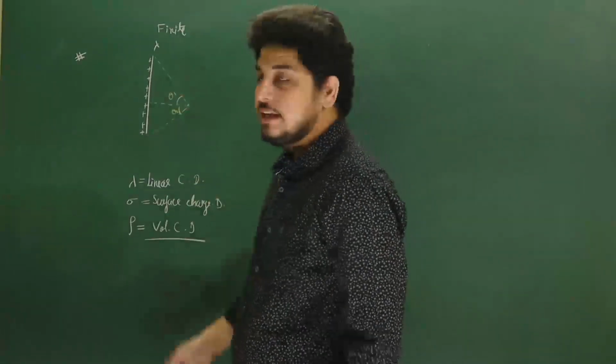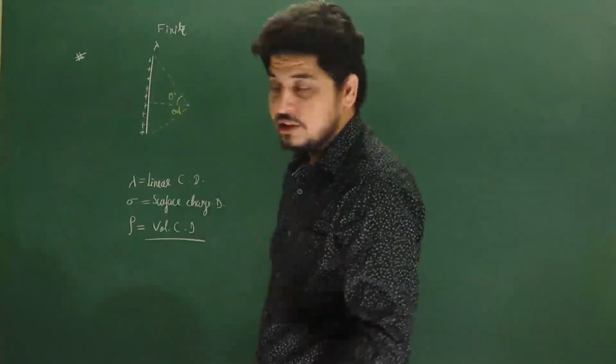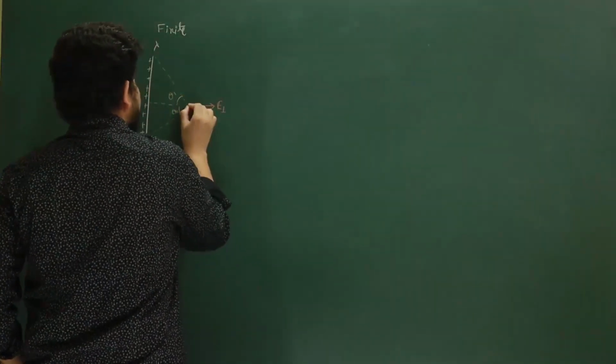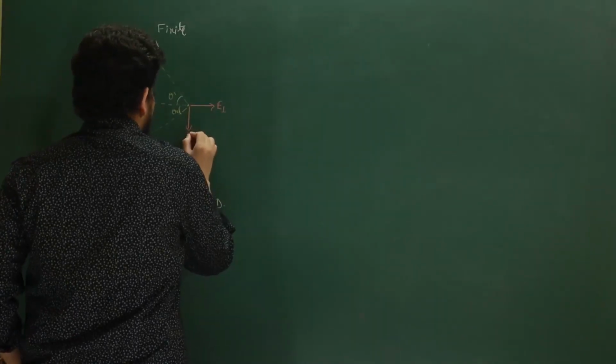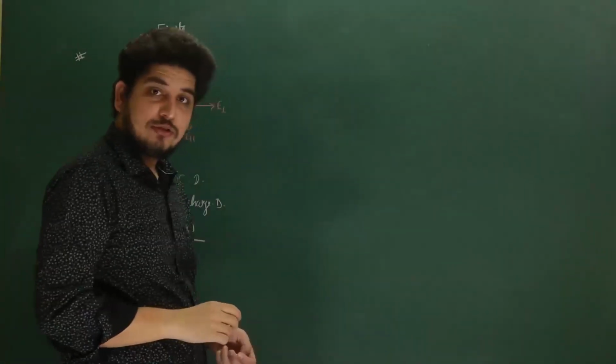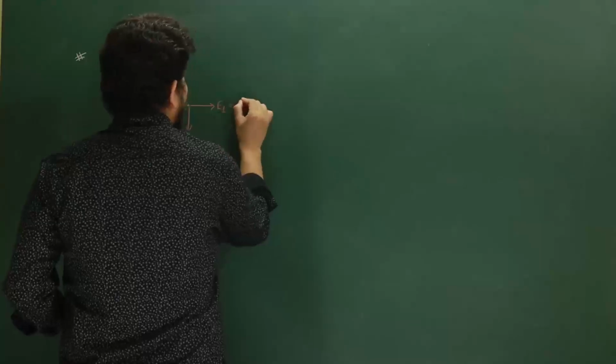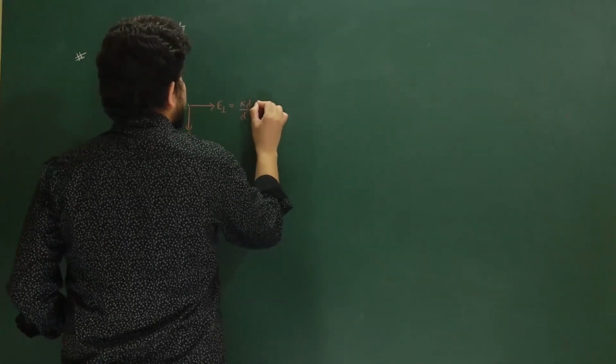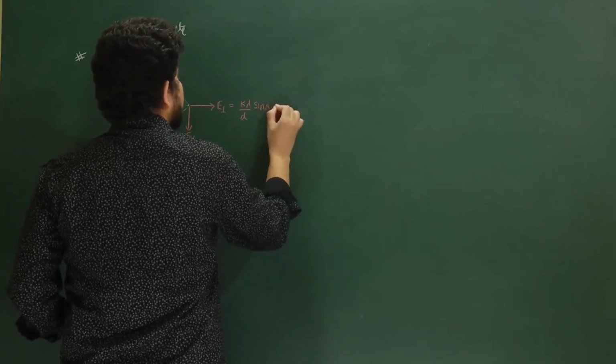This is very important in electrostatics, so listen to me very carefully. There are two components of electric field here: one is perpendicular and one is parallel. Getting my point? So the perpendicular component will be equal to k lambda by d times (sin theta 1 plus sin theta 2).